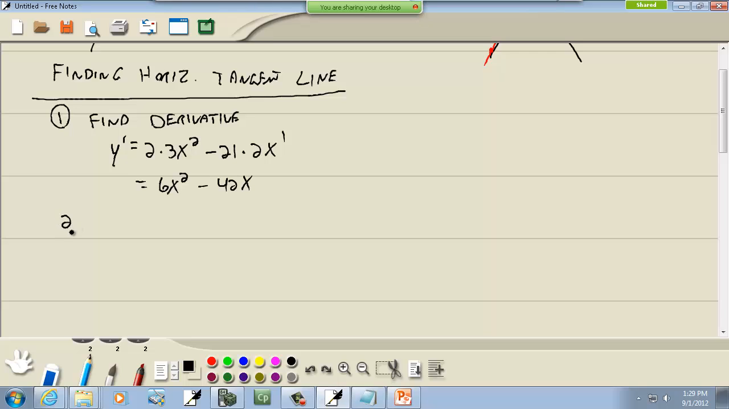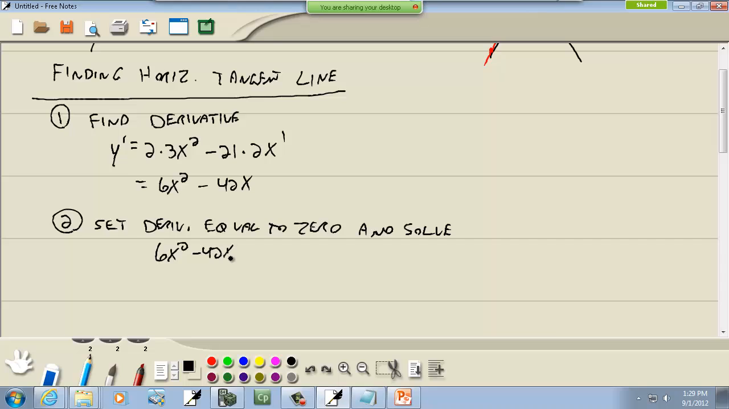Step 2. Set the derivative equal to 0. And solve. So we set the 6x squared minus 42x equal to 0. Now we want to factor out the GCF. They both have a 6 and an x in common. And that leaves us x minus 7.